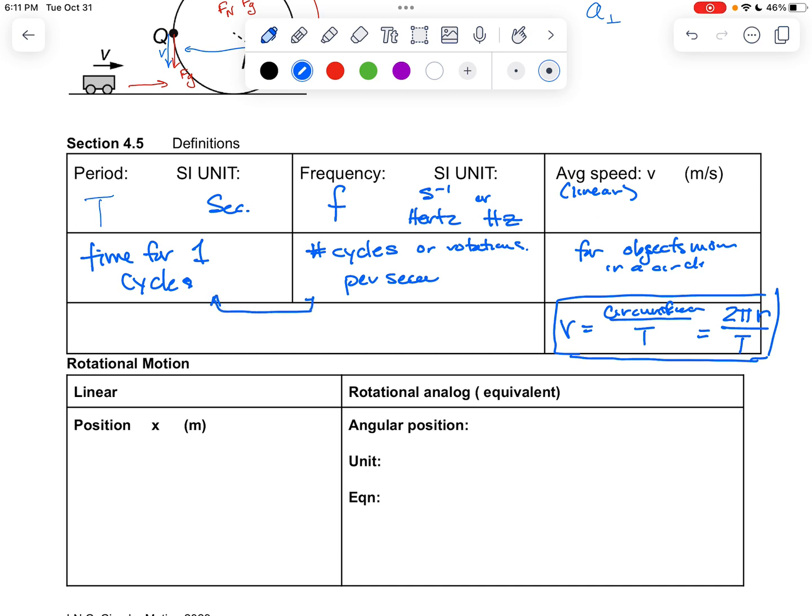And I probably should have mentioned this before, there's kind of an obvious relationship here that maybe you can see from the units. That period is equal to 1 over the frequency. So there's this inverse relationship of those two things.